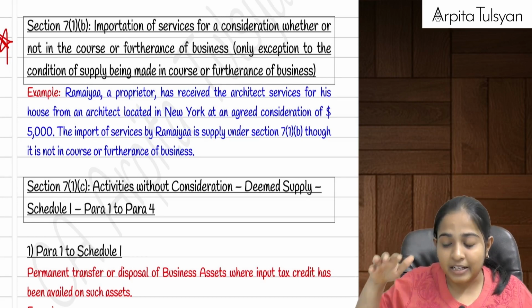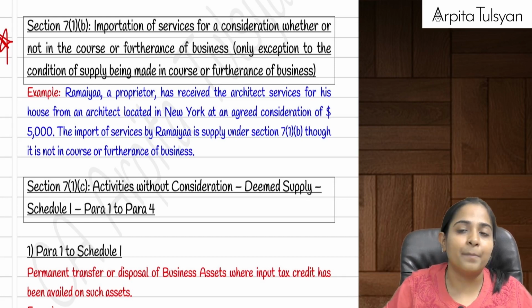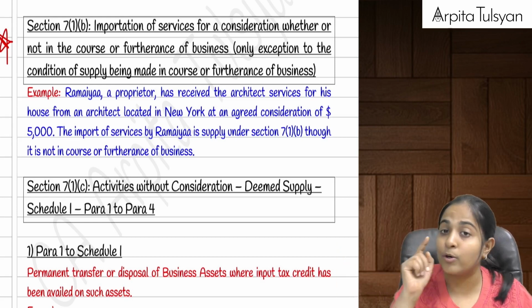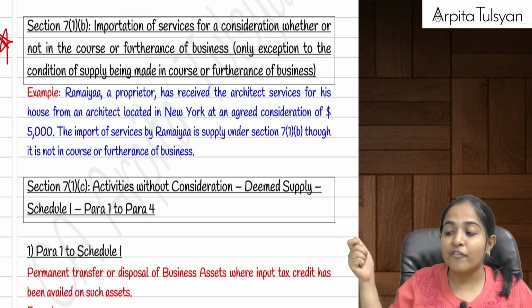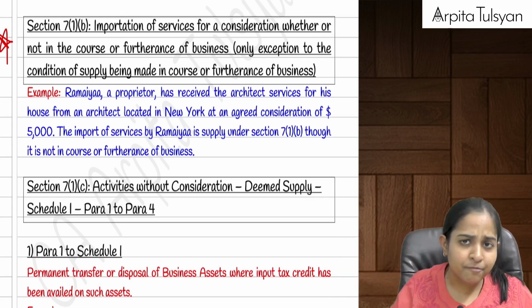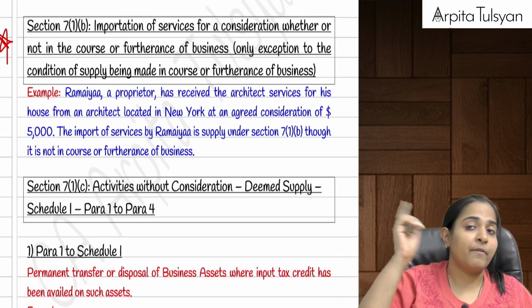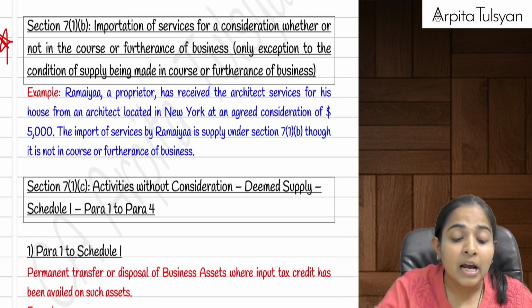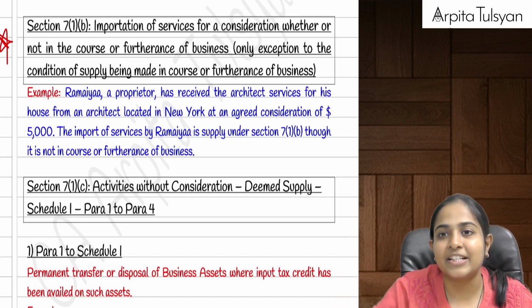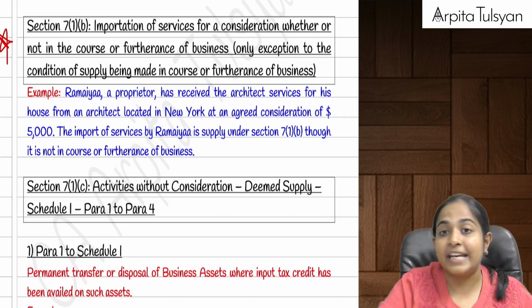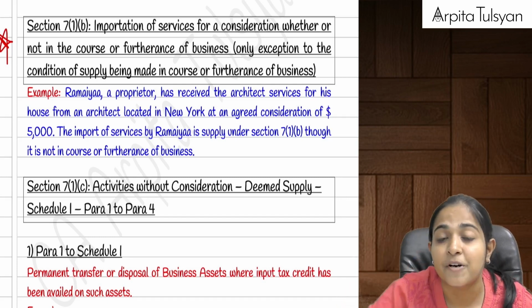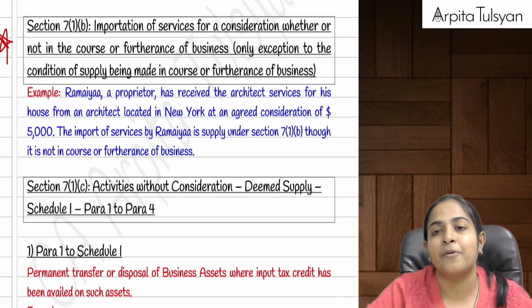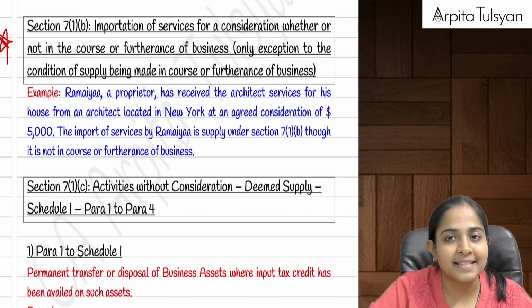Okay, but the transaction mentioned in section 7.1b: if you have imported services, not goods, and paid consideration for them, it can be for personal use or for business use. Even if it is for personal purpose, it will be considered as a supply.